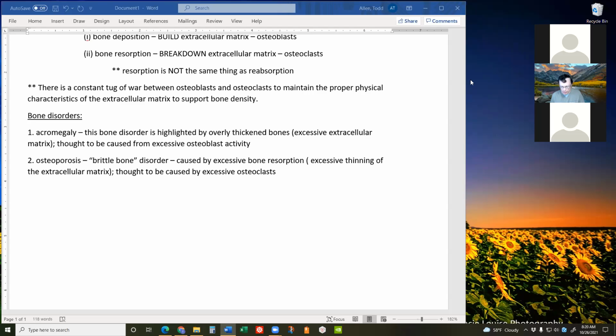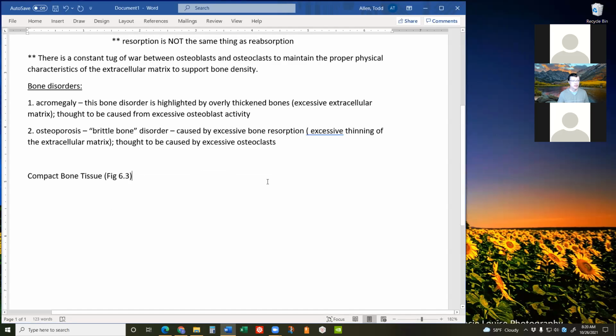Next, we're going to go into a quick description of compact and spongy bones. I'm going to turn your attention, please, if you have your books open, to figure 6.3.